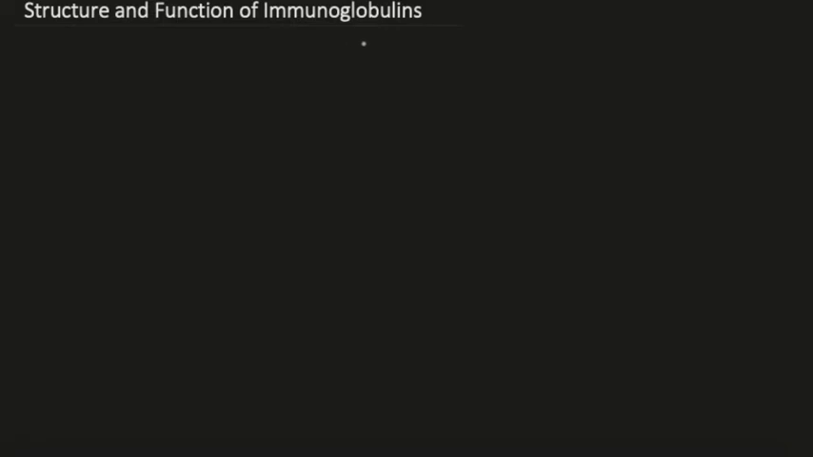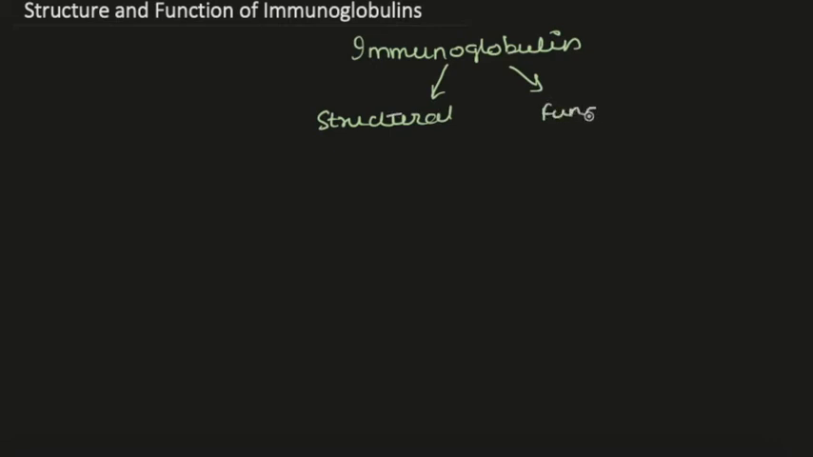In today's topic we are going to talk about the structure and the function of immunoglobulins. Now immunoglobulins are defined in multiple ways, and we are going to define immunoglobulin into two different parts. The very first part is related to the structural definition, and second is the functional definition of immunoglobulin.